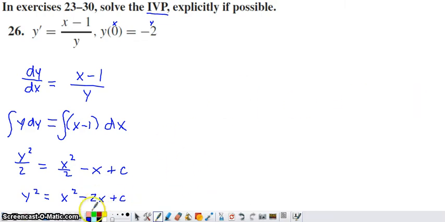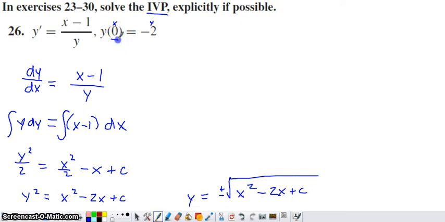Now, to completely solve this for y, we have to take the square root of each side. This is the part that gets a little tricky, because when you take a square root, you've got to consider the positive root and the negative root. So you've got this expression under that root. Now, what we want to do is figure out what our constant c is.